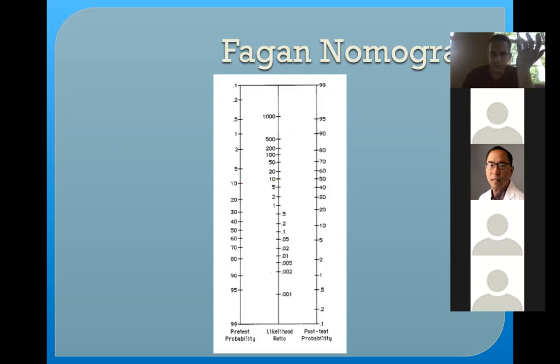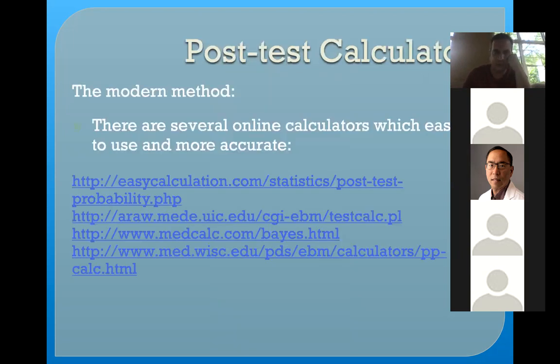So you can use the Fagan nomogram for negative likelihood ratios as well. If you start with a 35% probability, sorry, a 25% probability of disease as your pretest probability, and a negative likelihood ratio of 0.2, now your post-test probability is 5%. So we've reduced your risk by having a negative test. You can use these Fagan nomograms, or you can use online calculators, which are much easier to use and are going to give you a more accurate result.